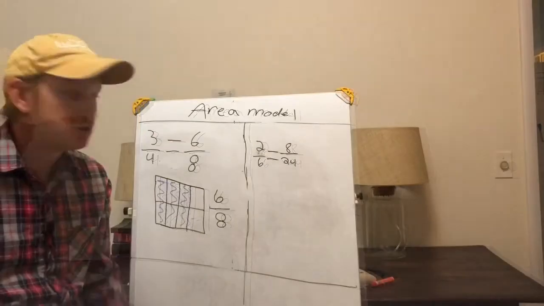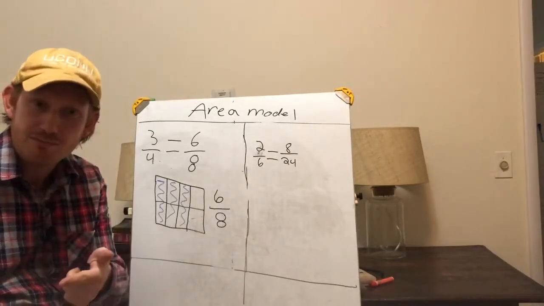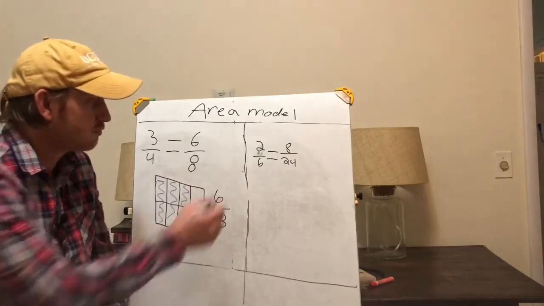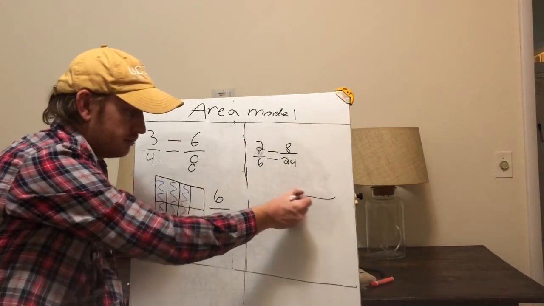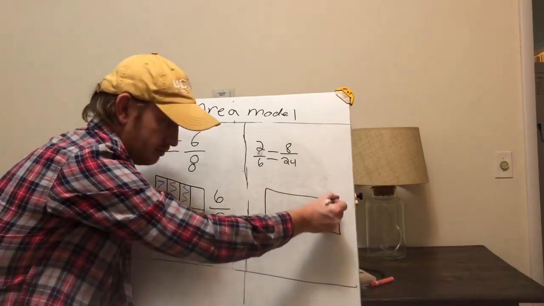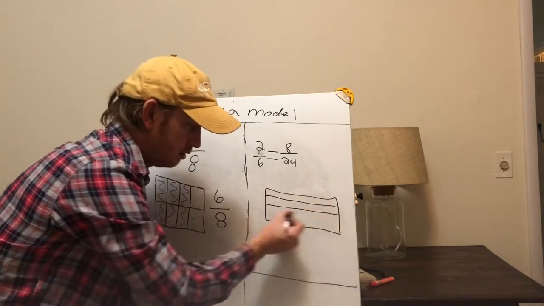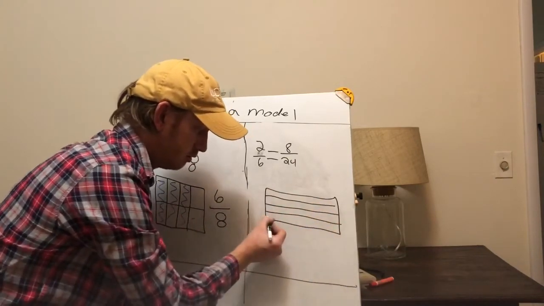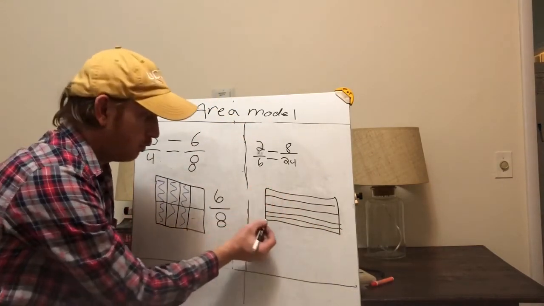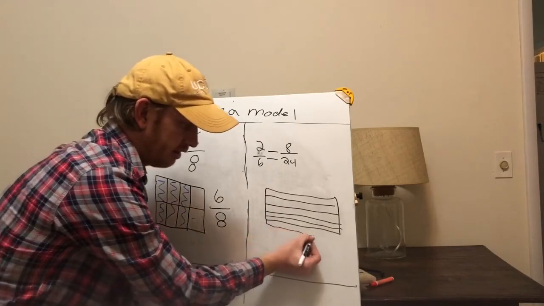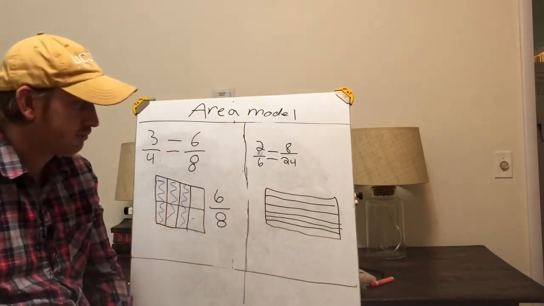Let's do one more. So this one is a little bit of a bigger problem, but the process is the exact same. So let's give it a go. We have 2/6 and 8/24. So I'm going to draw my 2/6. I'm going to do it this way this time. One, 2, 3, 4, 5. I need one more. I can draw it like that. 6. 1, 2, 3, 4, 5, 6.